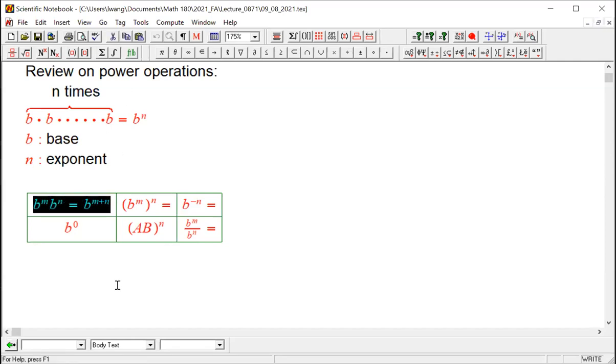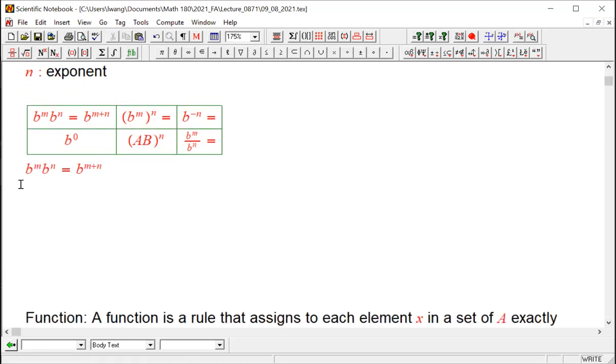For the first one, which is pretty straightforward, we start from a simple case: 2 to the power 5 multiplied by 2 to the power of 3. What does that mean? That means 2 times 2 times 2 times 2 times 2, 5 times. That's the first part. The next part, 2 times 2 times 2, 3 times. So how many times in total? 2 to the power of what? 1, 2, 3, 4, 5, 6, 7, 8. And 8 is 5 plus 3.